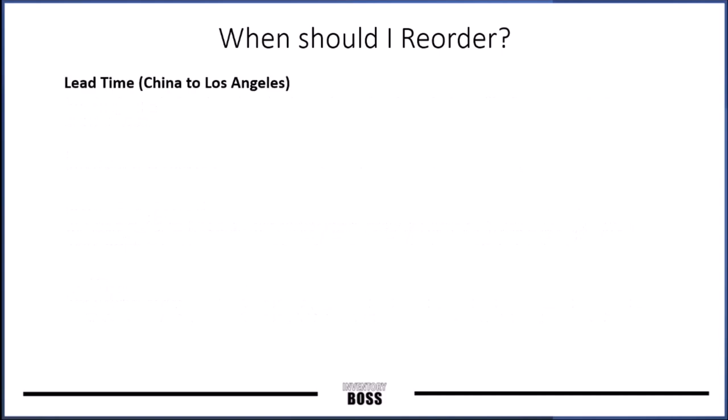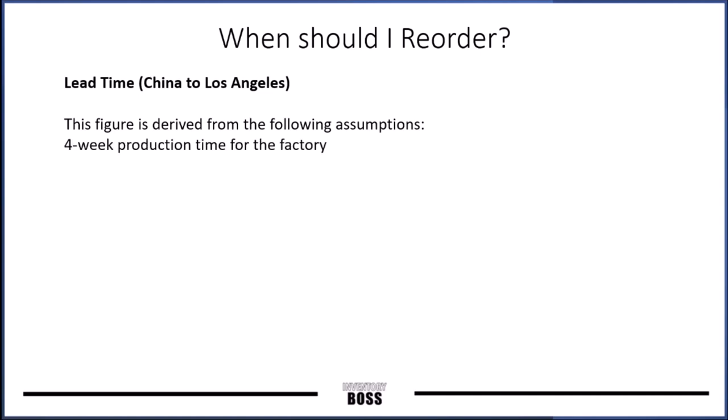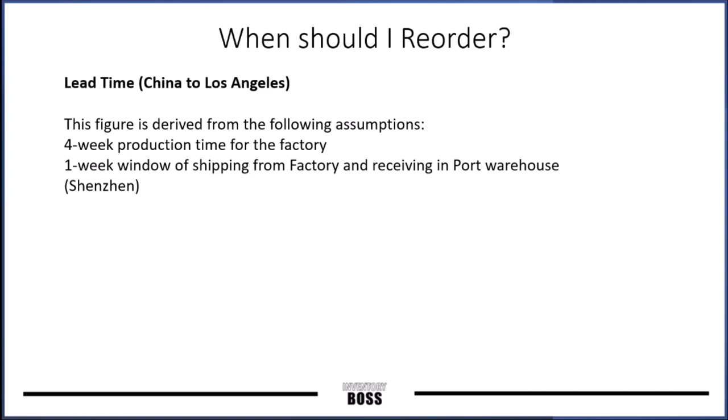For this example, we'll say we're shipping from Shenzhen in China to Los Angeles. So the way we determine our lead time is from the following assumptions. Let's say we have a 4-week production time for the factory. We have a week between shipping from the factory to the port, getting it on a container and on the ship, and the ship actually sailing away. So let's say that takes a week. Then we've got 3 weeks at sea. Now this can vary by the day, but let's just say 3 weeks.